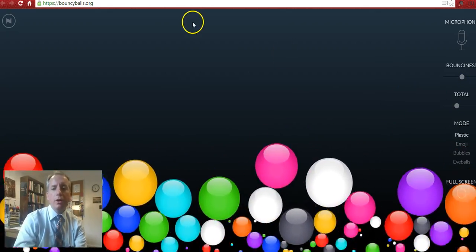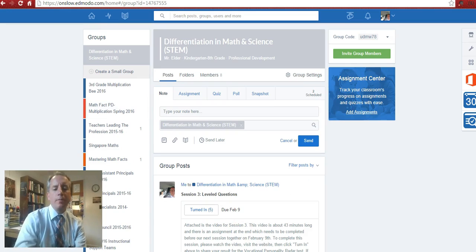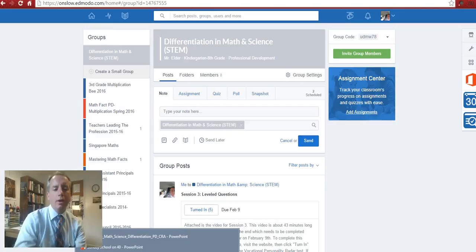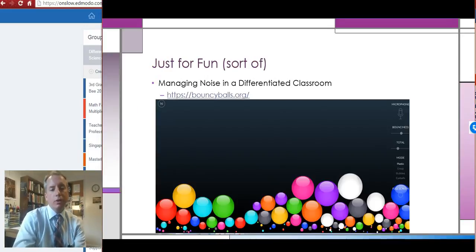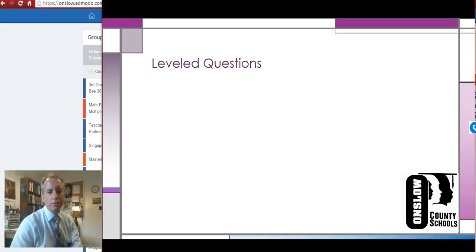So I thought this was just a fun addition to our tool set as teachers, and it gives us another way to help our kids learn to self-monitor. So that's Bouncy Balls, and if that's helpful to you, then great. Certainly it is not limited to just multiple intelligences here today.